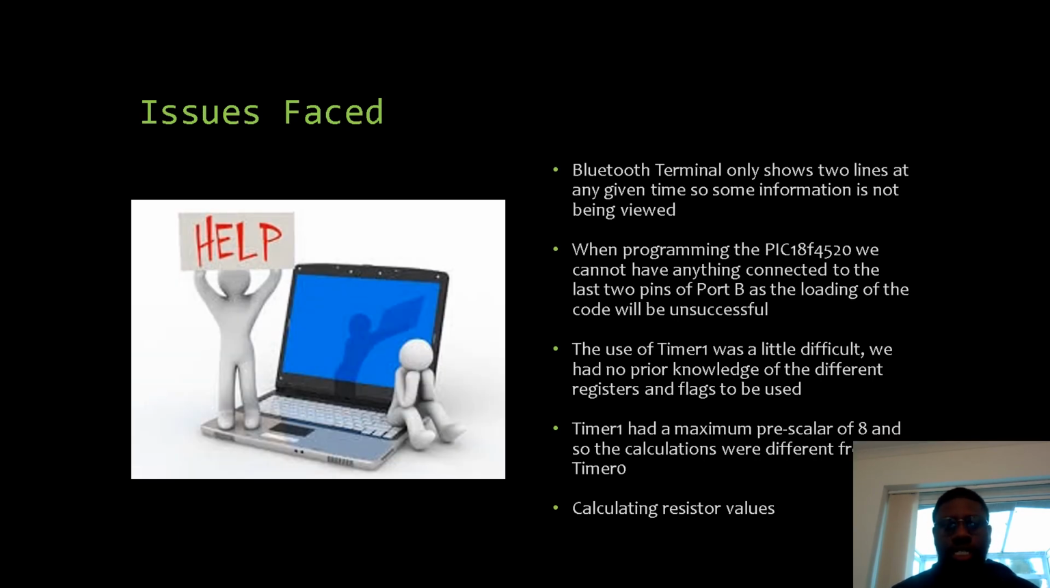These are our issues faced. The Bluetooth terminal only showed 2 lines, so sometimes it was a big problem because some of the commands would not be seen by the user. The last 2 pins of port B were power pins, so when loading our code, we needed to remove these pins for us to be able to successfully load it. We were not aware of this at the very beginning, so it was a little bit frustrating.